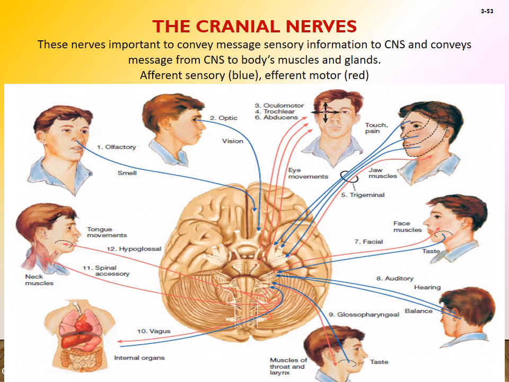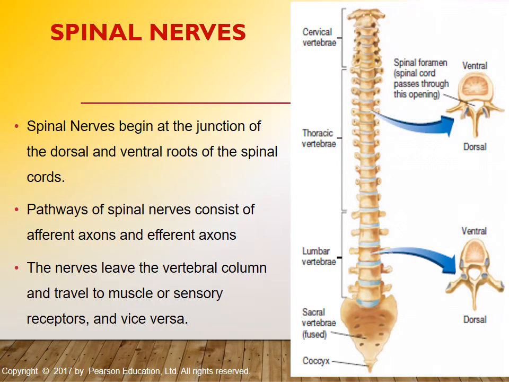Taste involves the sensory and also motor function, except for number 10, the vagus nerve, which is the only cranial nerve that regulates the function of organs in the thoracic and also abdominal cavity. Next, we look at our spinal nerve.